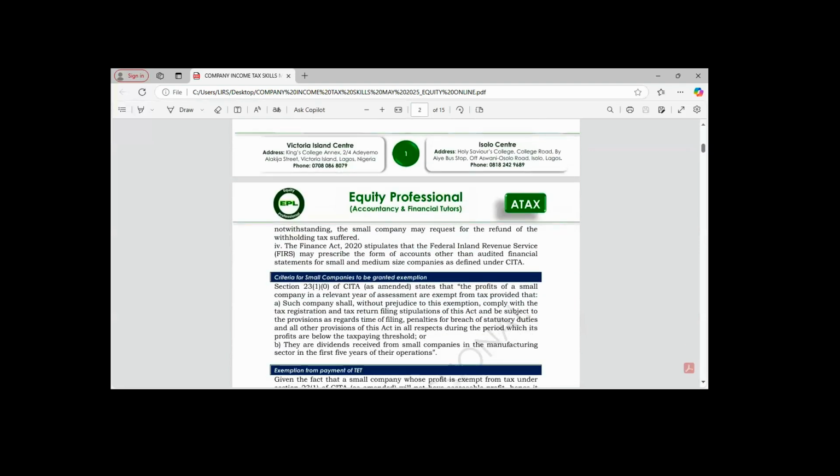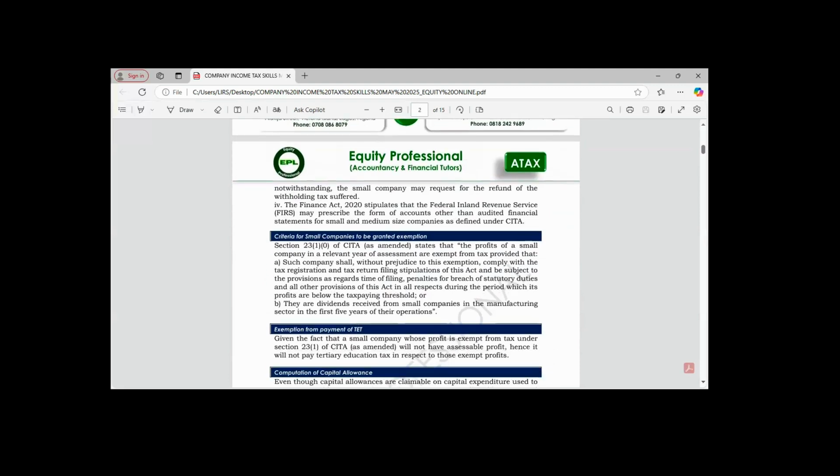Also, as a small company, because you cannot deduct withholding tax, your profit will be exempted from payment of withholding tax. But this information is now tricky because, as a small company, that does not mean that I'm going to deal with small companies all my life. As a small company, I'm involved in dealing with either medium or large companies.